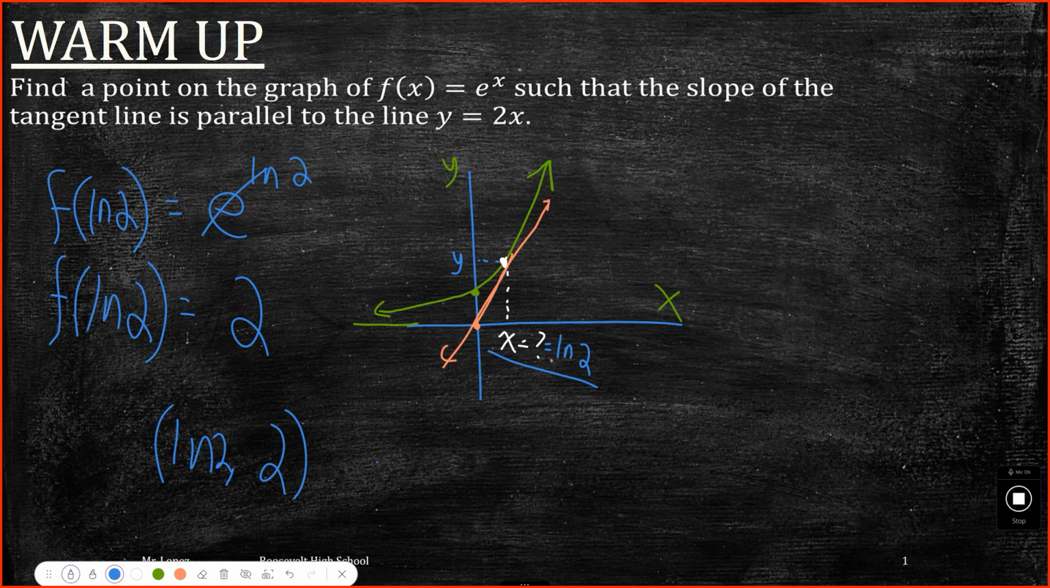So when I said it was right here, this is 1, this is 2, and this is ln 2.